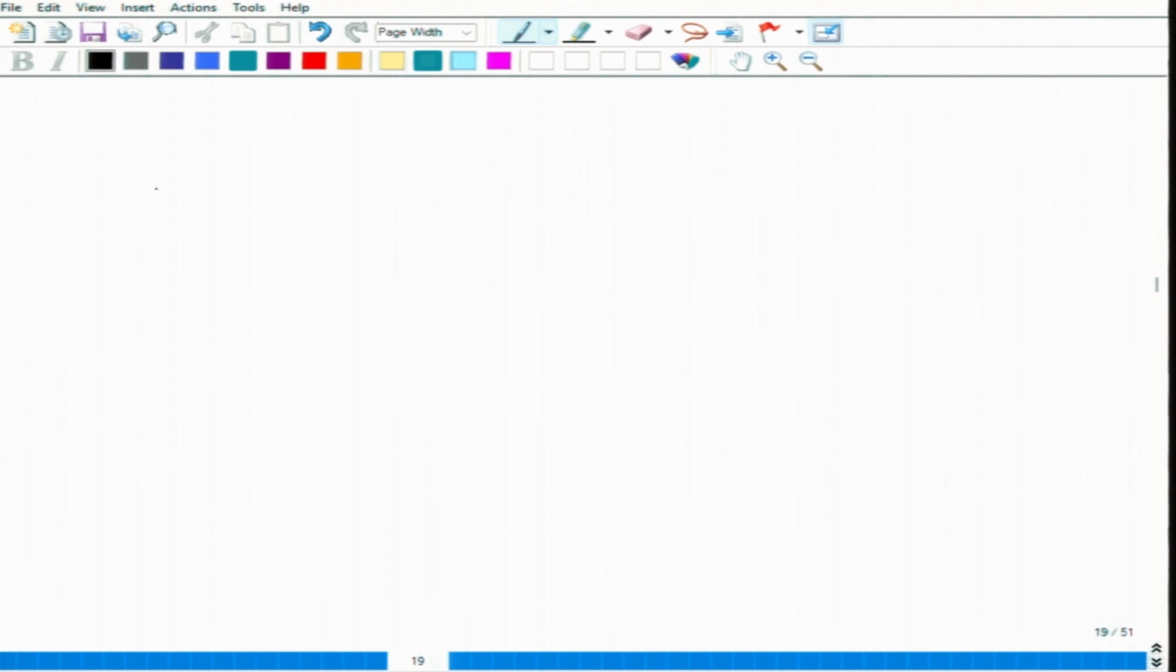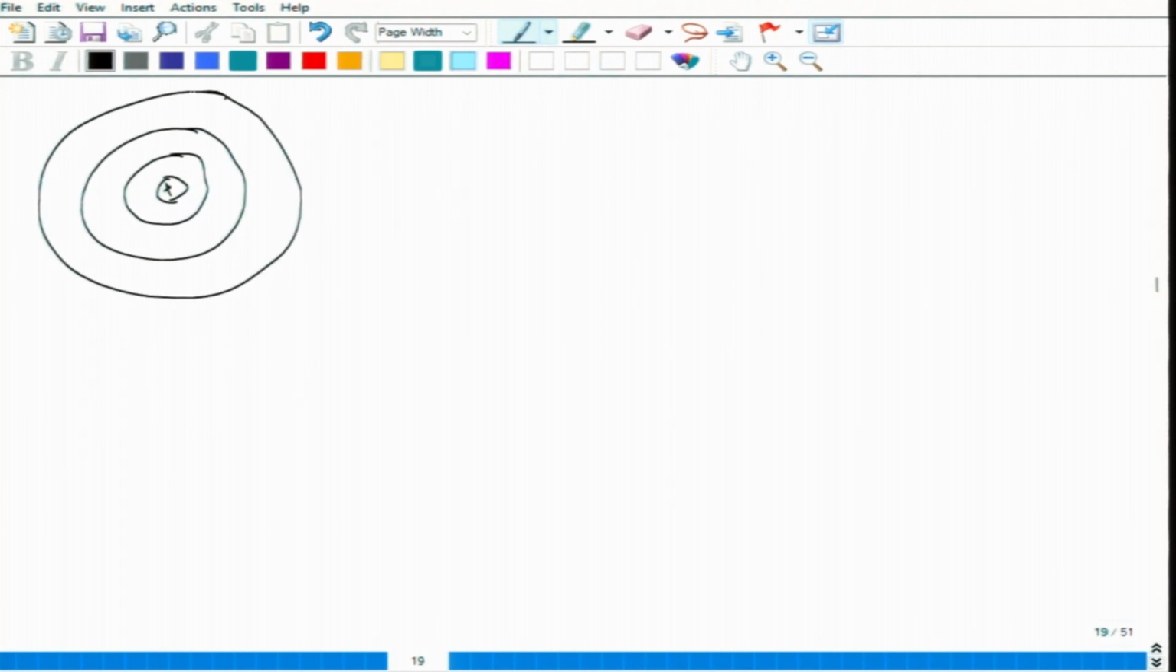That is, if this is the nucleus and there are concentric circular paths, that is the orbits, and each of the orbits has a different amount of energy. Now an electron can move from a lower orbit having less energy to a higher energy orbit by absorbing energy.